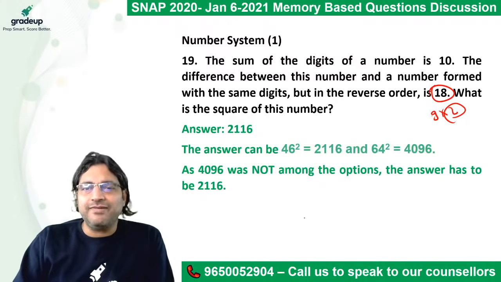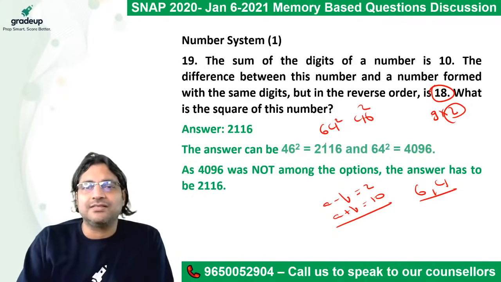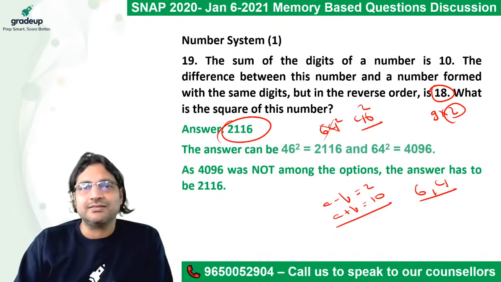So the difference between the digits A and B is 2, and the sum is 10. It means one of the digits is 6 and the other one is 4. So two numbers could have been there, 64 and 46. Any of these two could be the answer, but 64 square was not among the options. 46 square was, and hence your answer is 2116.